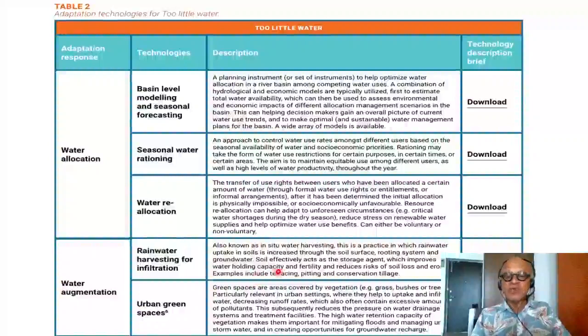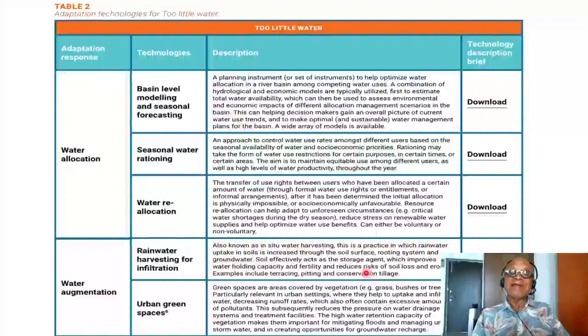Also known as in situ water harvesting, this is a practice in which rainwater uptake in soils is increased through soil surfaces, rooting systems, and groundwater. Soil effectively acts as the storage agent, which improves water holding capacity and fertility and reduces risks of soil losses and erosion. Examples include terracing, pitting, and conservation tillage.